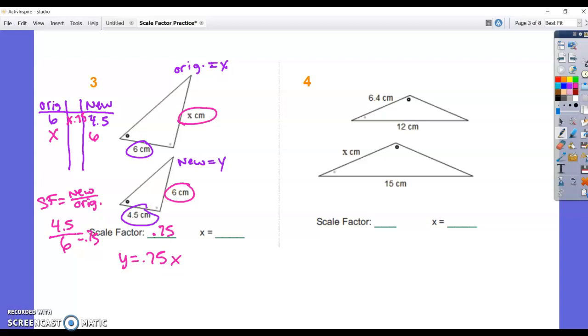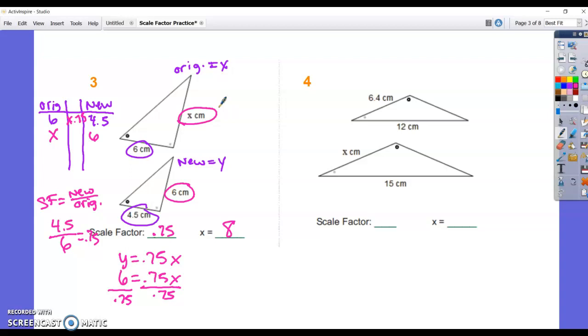In this case, our original is our x, and so what we're given is we're given y. y was 6, so 6 equals 0.75x. Get x by itself, so we're dividing both sides by 0.75. So 6 divided by 0.75 gives me x is equal to 8. And I'm going to check and make sure, does that make sense? Yes. This side should be bigger. The original should be bigger than the measurement on the new because it was a reduction. So it does make sense. Okay.